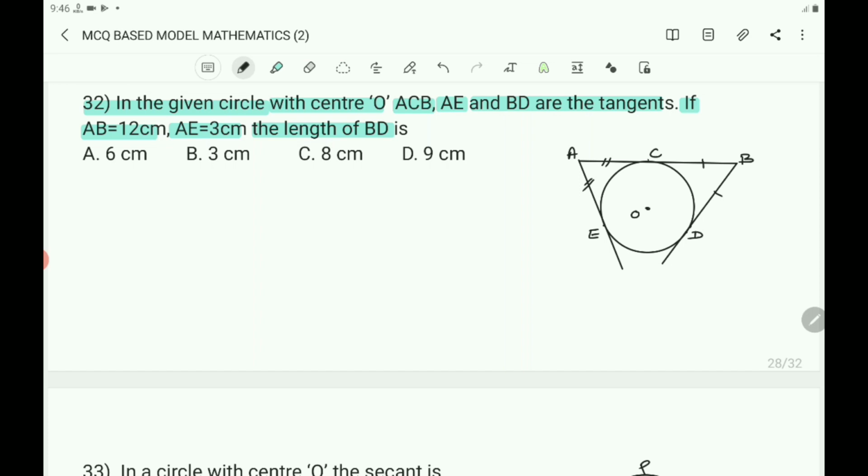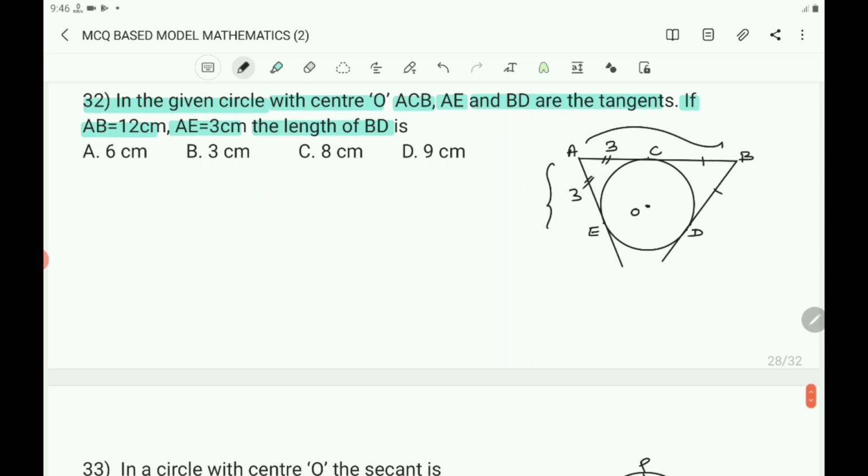Here what is given? AB is given, and also AE is given. AE is how much? 3. This is 3, so this is also 3. Then the total length is given. What is the total length? AB is 12, so 12 minus 3 you will get 9. So BD is also 9.